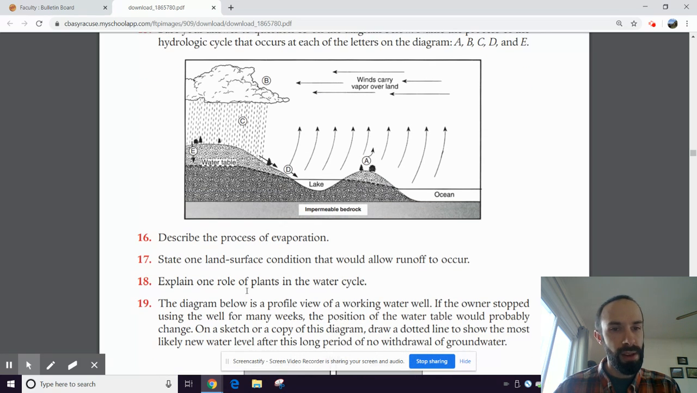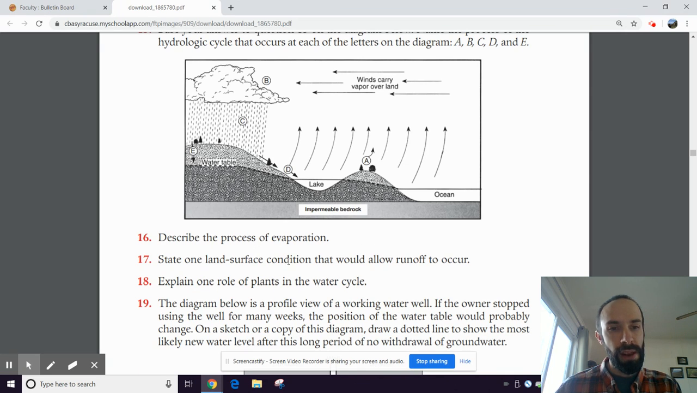17, state one land surface condition that would allow runoff to occur. Runoff is going to happen if the ground is impenetrable. So you want the ground to be non-permeable, really, really tiny sediment like clay. That would help. If the ground's completely saturated with water, then water can't go into the ground. It's going to run off. So saturated ground. If the land is steep, it runs off a lot better than flat land. So there's a couple options there. A lot of options really.